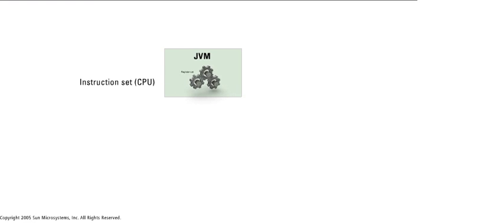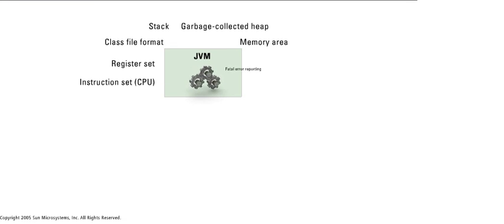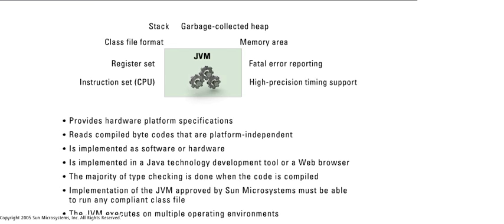The Java virtual machine is a virtual computer that is implemented either in software or hardware. It has its own instruction set, register set, stack, its own memory area, its own garbage collected heap. It basically reads a compiled bytecode format that is platform independent and interprets that, executing commands on the operating system that it's running on. The Java virtual machine can be implemented in many places. It can be implemented in a development tool, in a web browser, as a standalone application, inside of a database, even inside your cell phone.